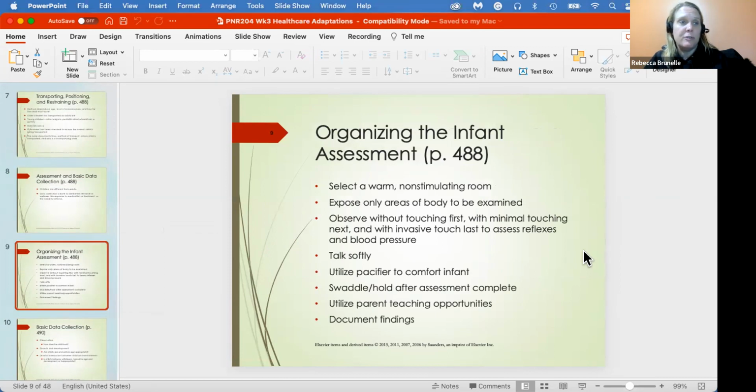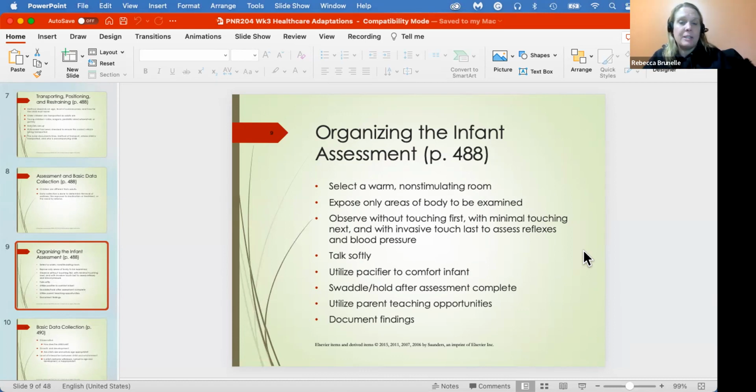So what do you think is different about examining an infant, or what techniques should you have as a nurse when you're doing a physical assessment on an infant? Your touch, how you're touching them. What else? You could have a doll or something to distract them with, and how you're speaking to them. They don't regulate their body temperature really well, especially when they're young, so you should make sure the room is warm. And somebody said talk softly. Yeah, you don't want to startle them.